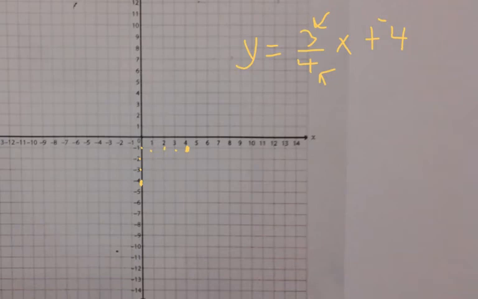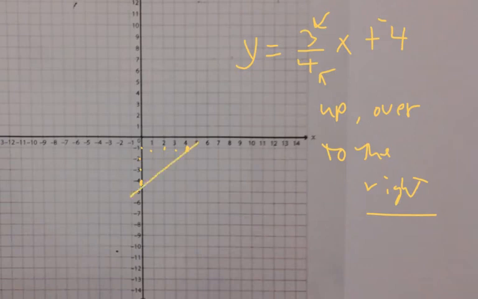So if we have a positive slope, we can go up and then over to the right. In fact, we can always go up, whether the slope is positive or negative, but then we can choose to go left or right along the x-axis based on whether it's a positive or negative slope. So if it's a positive slope, go up and then go over to the right. That's important, over to the right. And then connect the points. So it looks something like that.